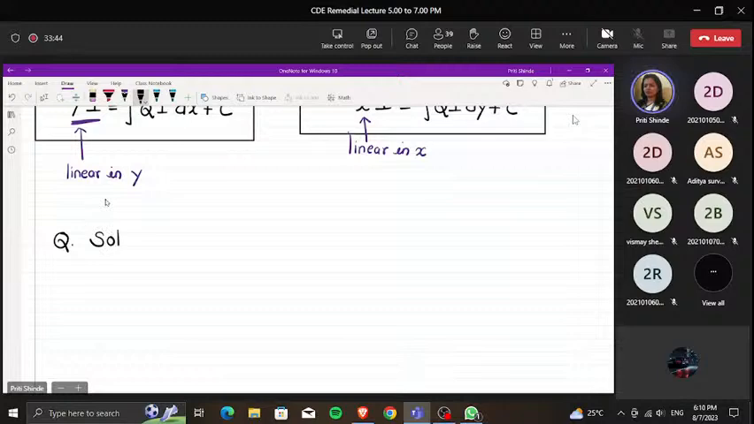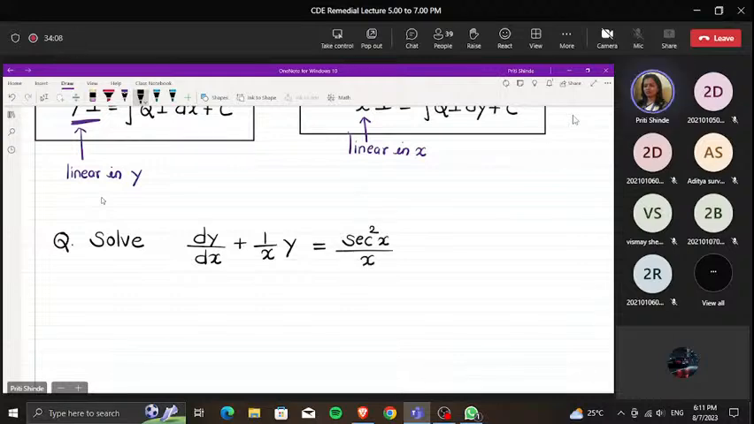Solve the differential equation dy by dx plus 1 upon x y is equal to sec square x divided by x. Dy by dx plus 1 upon x y is equal to sec square x upon x. So the problem is just to solve this differential equation.